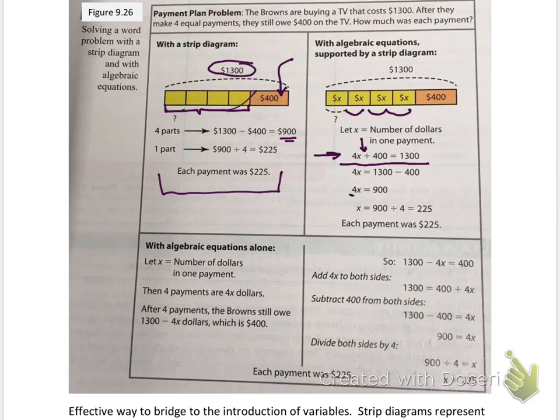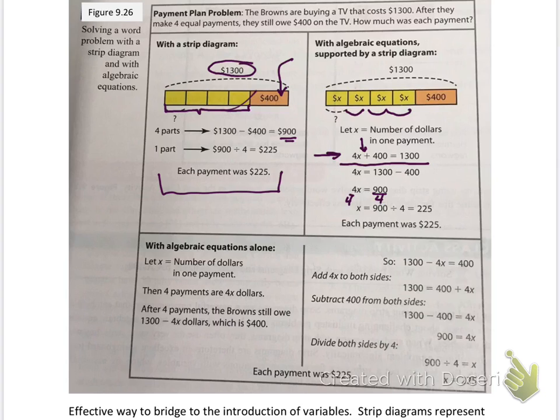Divide both sides by 4 in order to isolate the x. You are also undoing the multiplication of 4 times x by division. So you can say that either way. So your x, just like last time with the strip diagram, is going to be 225.